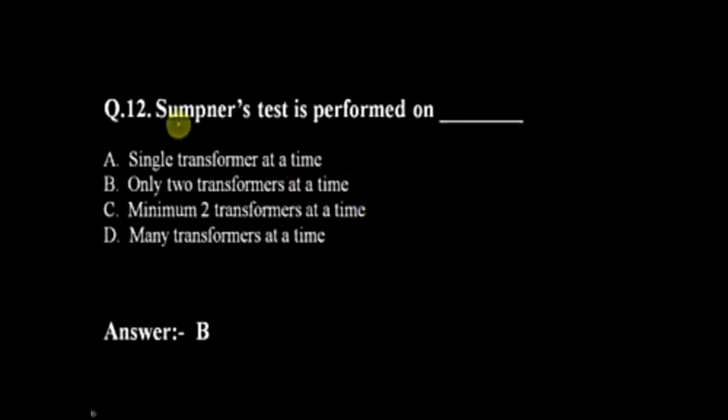So the 12 is, Sampner's test is performed on single transformer at a time, only two transformers at a time, minimum two transformers at a time, many transformers at a time. So the answer is option B, only two transformers at a time. This question is asked in another way, means for the two identical transformers which test is required. So our answer is Sampner test. And when the question asks Sampner test is performed on, our answer is only two transformers at a time.